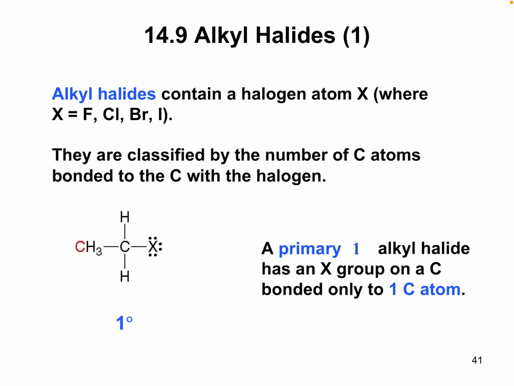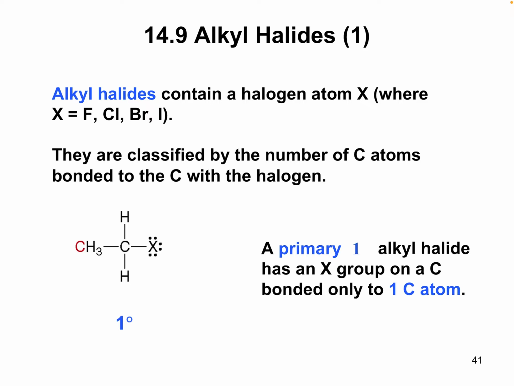So let's continue our discussion of chapter 14, and now we're to section 14.9 where we talk about alkyl halides. That's the name for the functional group where one of the carbons in our organic molecule is connected to a halogen, all right? And that halogen could be fluorine, chlorine, bromine, or iodine. We call them all alkyl halides, and they all tend to behave in similar ways.